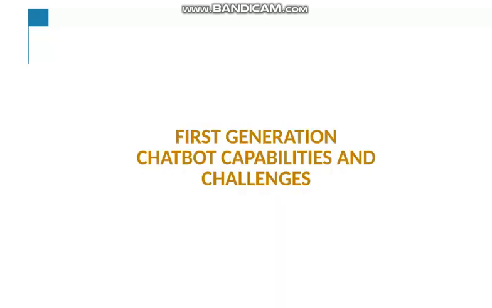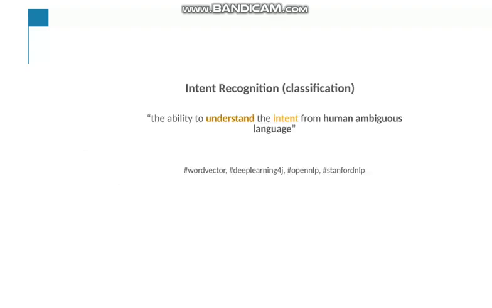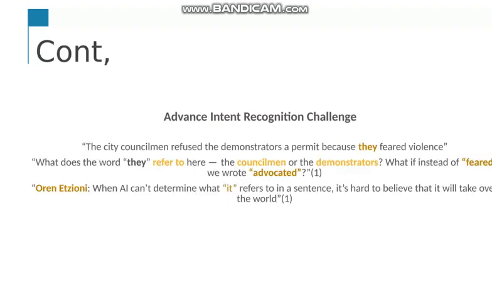First generation chatbot capabilities and challenges. Intent recognition classification: the ability to understand the intent from human ambiguous language. Advanced intent recognition challenge: the city councilman refused the demonstrators a permit because they feared violence. What does the word "they" refer to here? The councilman or the demonstrators? What if instead of "feared" we wrote "advocated"? When AI can't determine what "they" refers to in a sentence, it's hard to believe that it will take over the world.